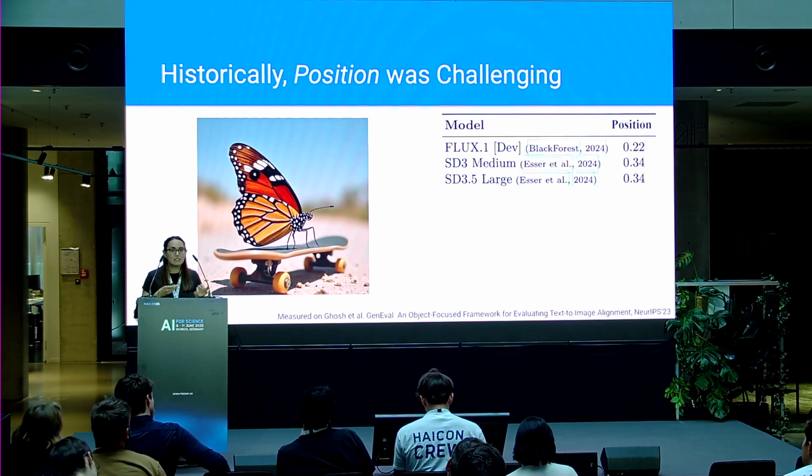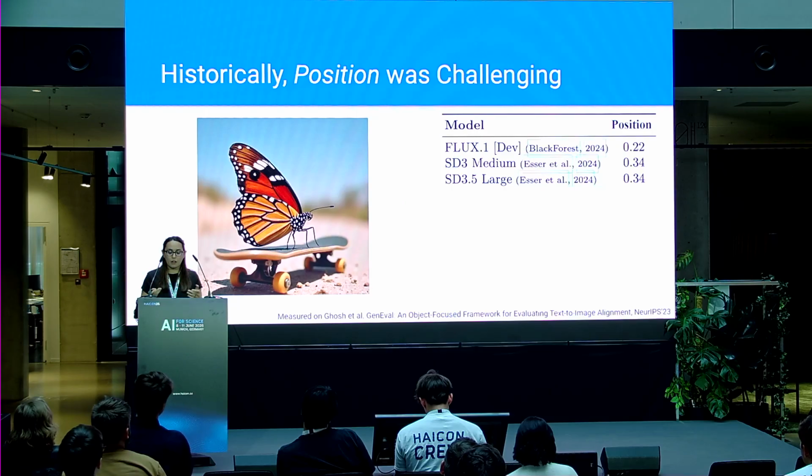And in the past, this was very difficult. So the results we have here are from GenEval. That's a very standard benchmark for testing the prompt following capabilities of these models. And it has a position task, which is very basic. You just have 2 objects and 1 2D spatial relationship. So it's just above, below, right, left. And as of 2024, the highest models had 34%. So 1 in 3 is maybe not so ideal.